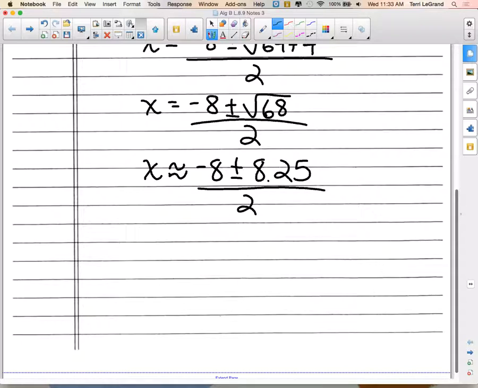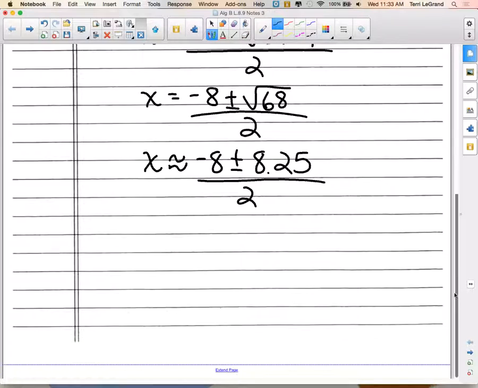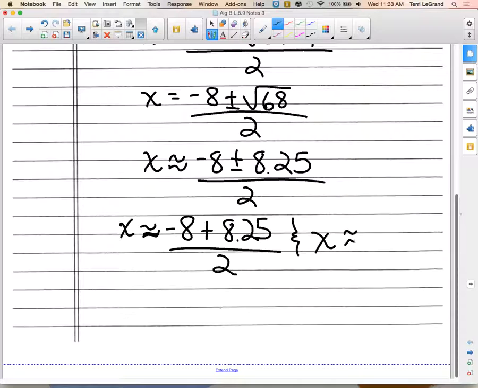Okay. Now, what do we do next? Yeah, we break this into two separate problems. We have x is approximately equal to -8 plus 8.25 all over 2, and x is approximately equal to -8 minus 8 and 25 hundredths all over 2.